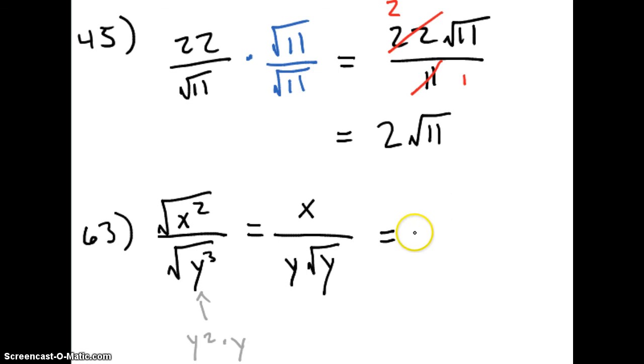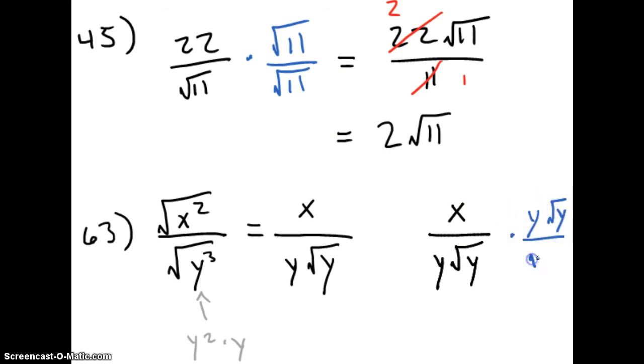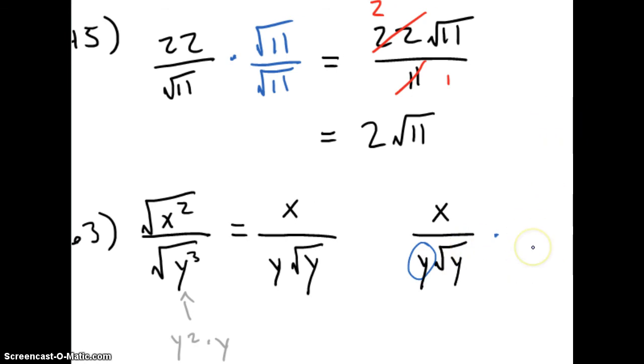Now I'm not fully finished yet. Let me rewrite this over here. x over y times square root of y. I'm going to multiply the top and bottom by, now I could multiply it by y times the square root of y over y times the square root of y, but I don't really care about this guy because he's not in the radical. I'm only trying to get rid of the radicals, so to that end I'm not going to multiply by y square root of y over y square root of y. I'm going to multiply just by root y over root y.